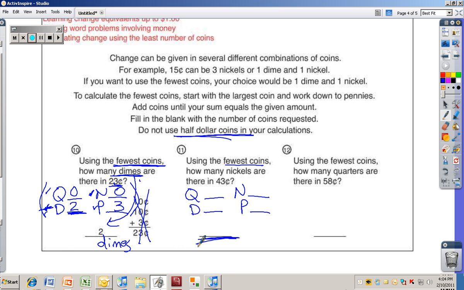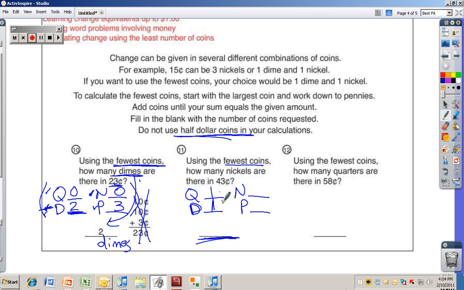Using the fewest coins, how many nickels are there in 43 cents? Well, how many quarters can we fit into 43 cents? 1 quarter is 25, 2 is 50, so 2 is too many. Now I'm at 25 cents, and I'm going to put some dimes in because that's the next biggest type of coin. 25, 1 dime makes 35, 2 dimes makes 45. 45 is too much, so I'm only going to put 1 dime in.